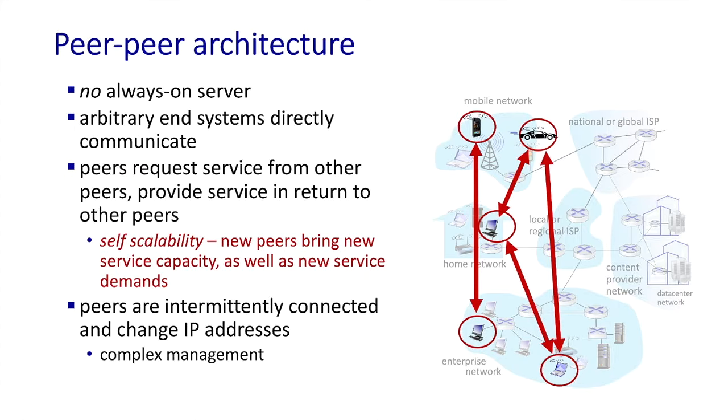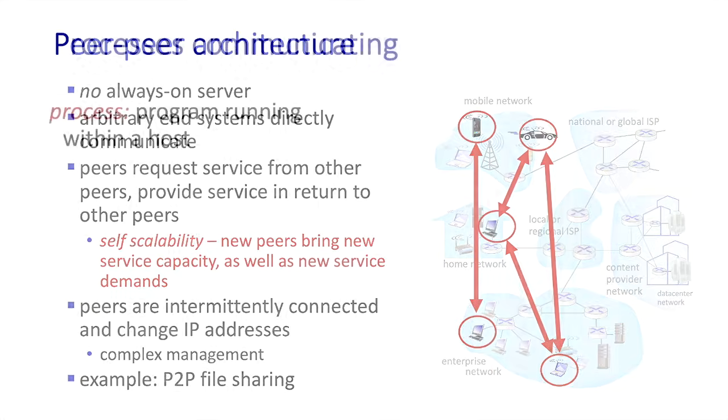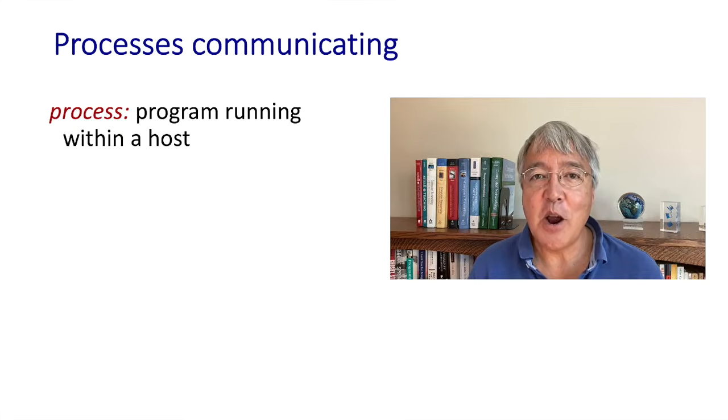These peers are going to be intermittently connected to the internet, and they're going to change their IP address. And so with peers coming and going, the management of these peers is going to be much more complex than in a client-server environment. So as we've seen, a network application is going to consist of a set of interacting pieces, whether they interact in a client-server model or they interact in a peer-to-peer model.